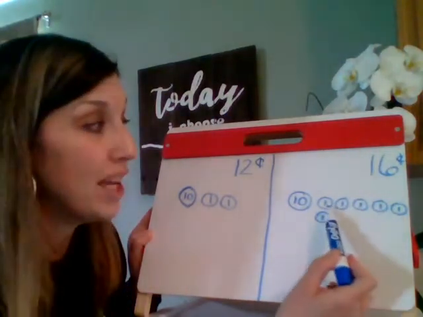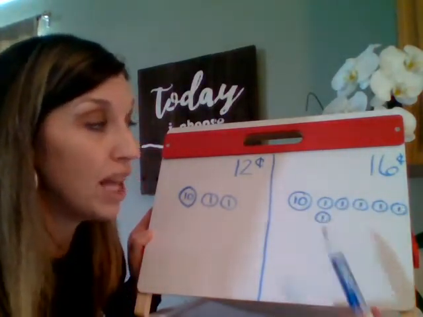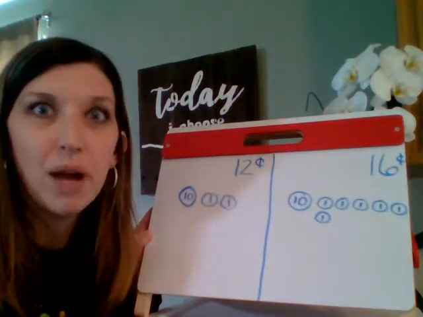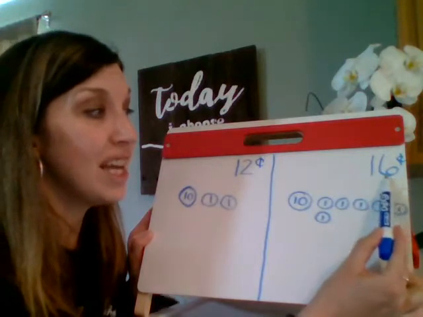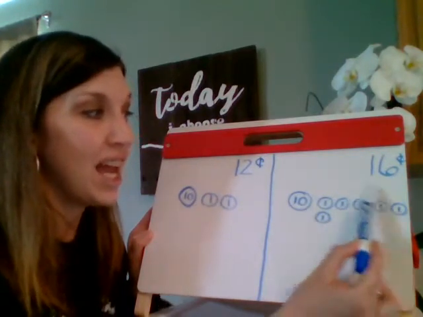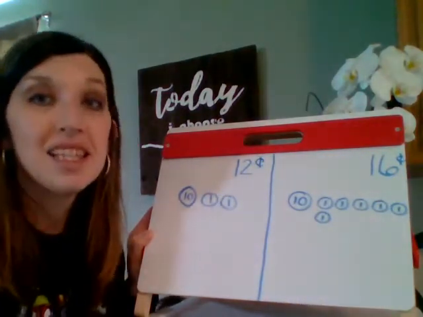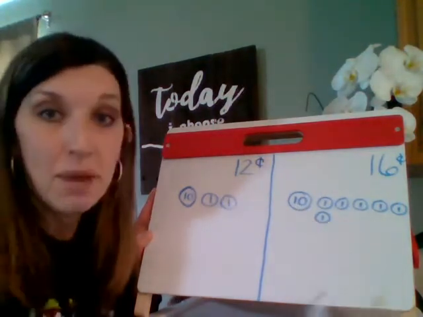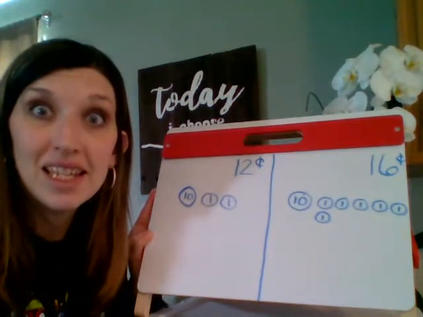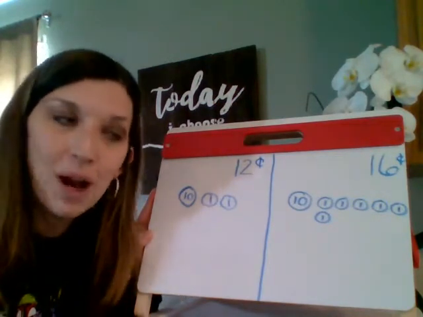Then I want you to notice how I drew my pennies. I drew them in a 5 group plus 1 more because that's an easy way for my brain to remember. 5 plus 1 more is 6. 10 and 6 more is 16. If you have 10 plus 6 pennies to make 16 cents, great job. I'm so proud of you.